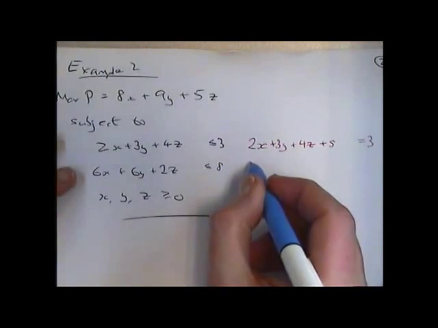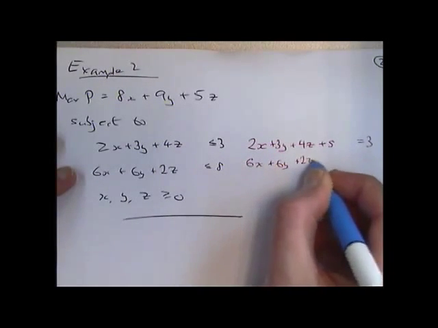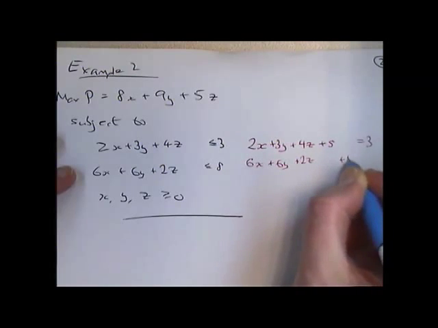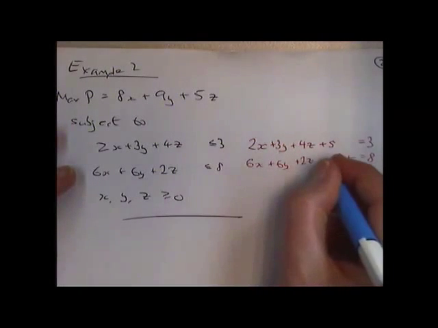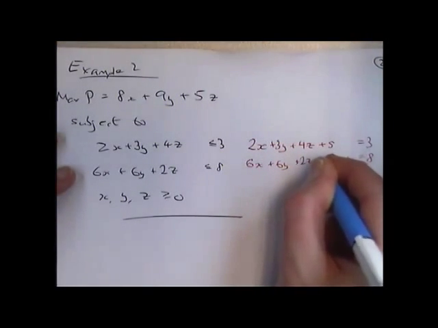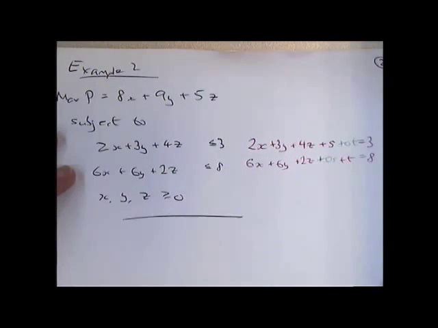What will that be? 6x plus 6y plus 2z plus t. Yep, and that will equal 8. It's not a bad idea when you do this to write in that in this bit here there are no s's, and in this bit here there are 0 t's, because when you do it in a tableau form in a minute, you will need to enter those zeros in.